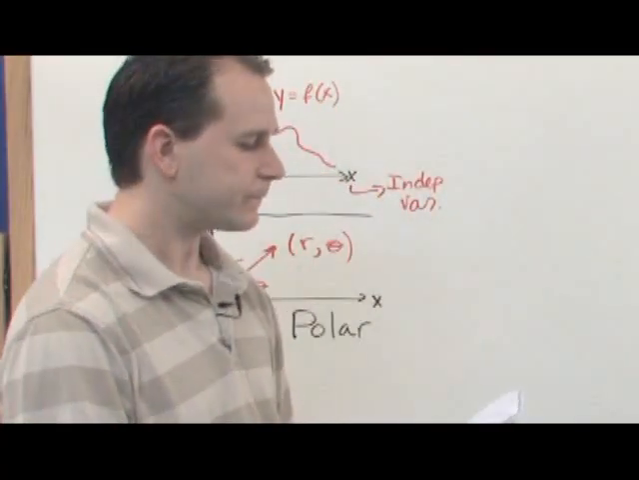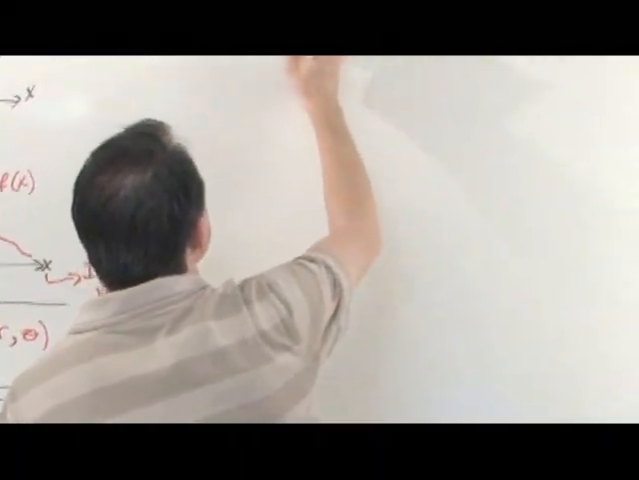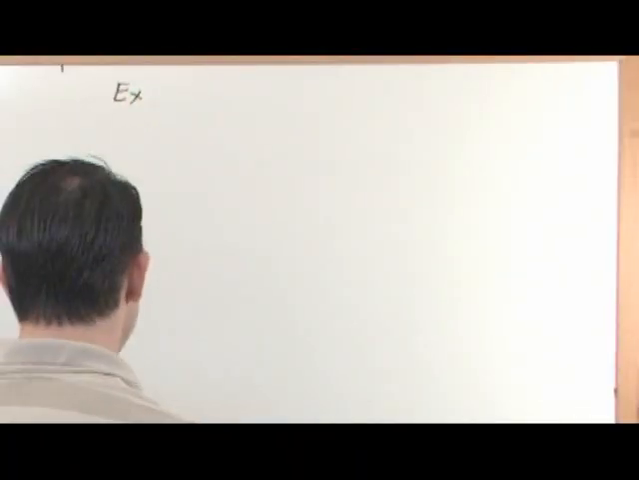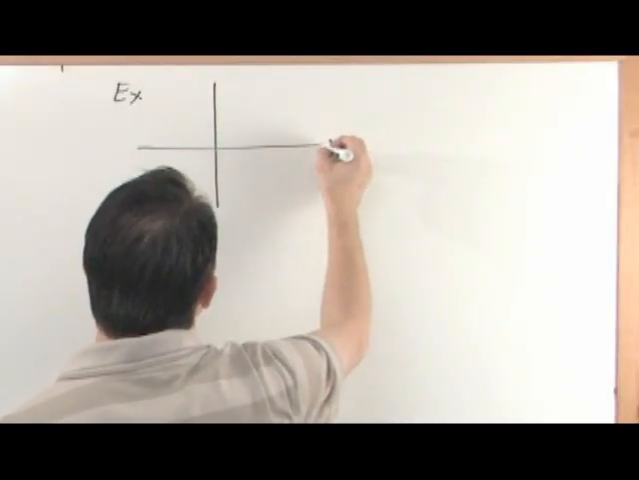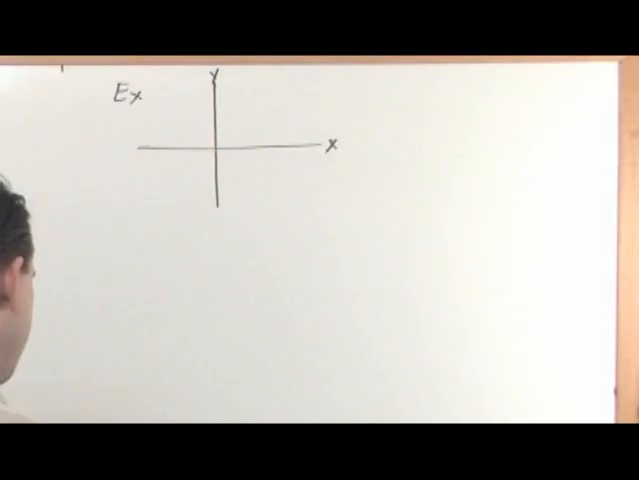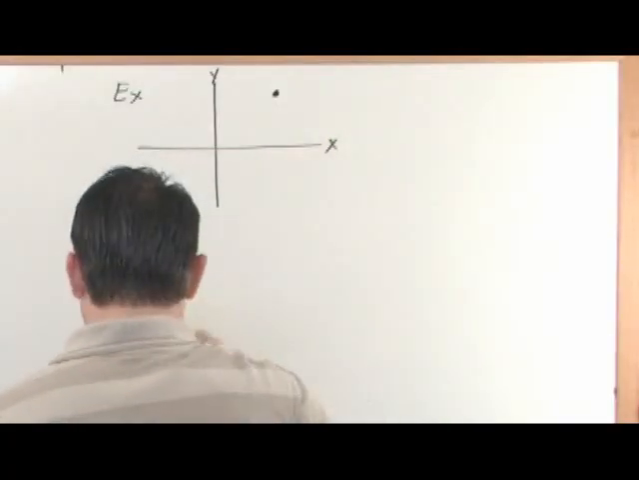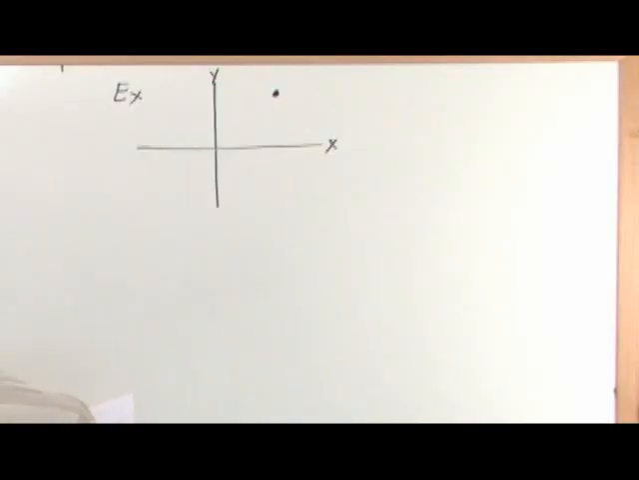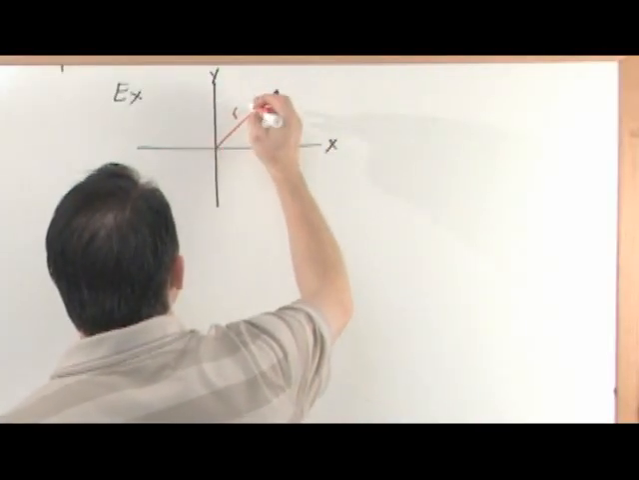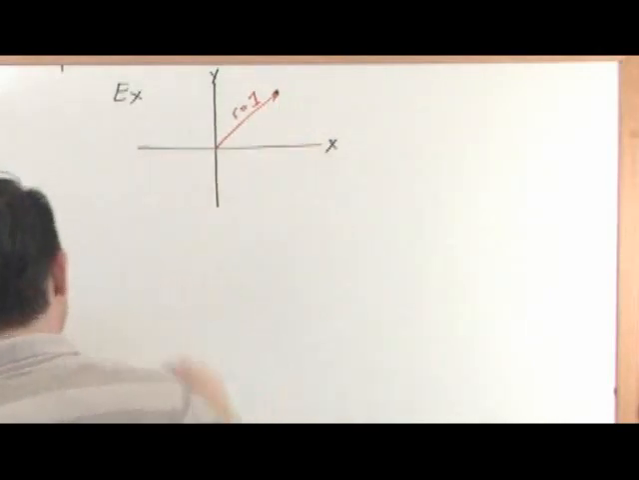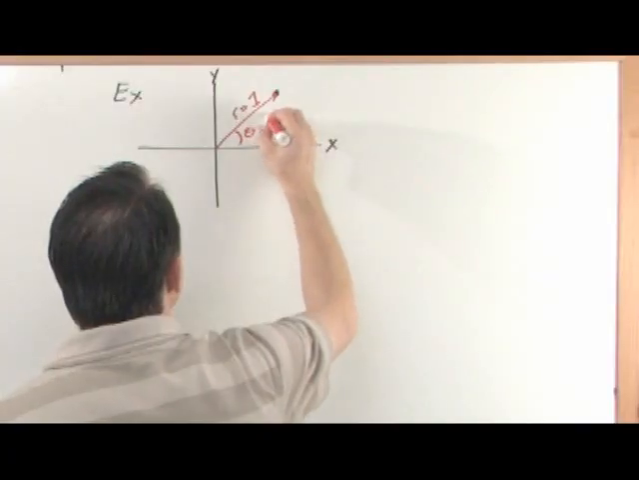So let me show you one more thing. Here's an additional example of polar coordinates. Let's say I have an XY plane for reference, and my point is up here, just like this. This point is a distance of 1 from the origin, and the angle theta is equal to pi over 4.